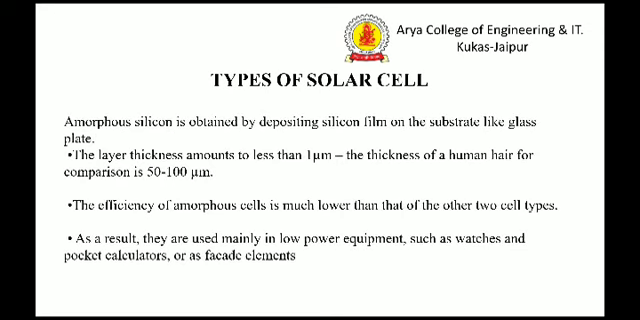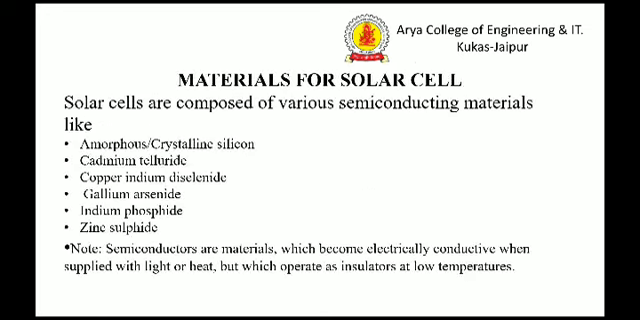Amorphous silicon is obtained by depositing silicon films on substrates like a glass plate. The layer thickness amounts to less than 1 micrometer. By comparison, the thickness of a human hair is 50 to 100 micrometers. The efficiency of this cell is much lower than the other two types of cell. As a result, they are used mainly in low power equipment such as watches and pocket calculators, or facade elements.